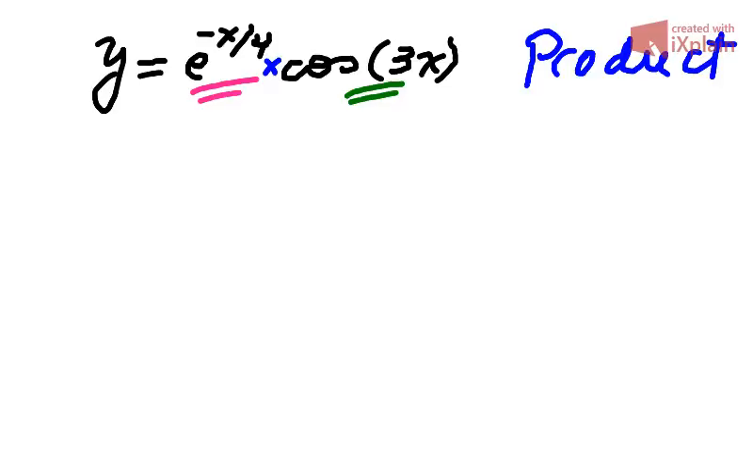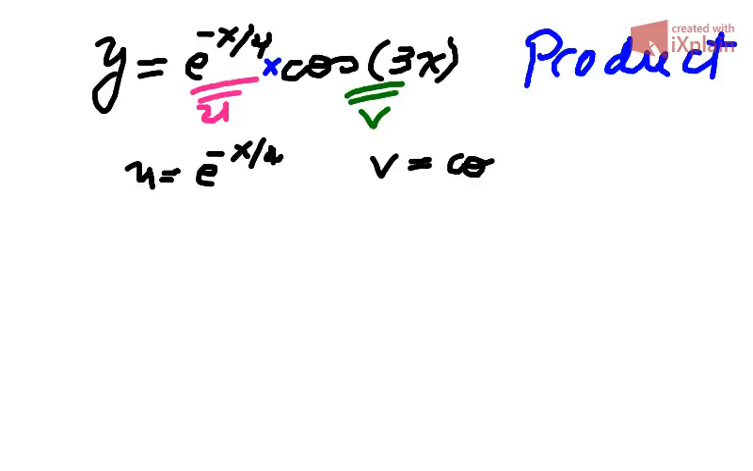So what do we do in a case like that? We call the first one u, it doesn't matter the order necessarily, and the second one v, but let's be organized. So if we write u equals e to the negative x over 4, and v equals cosine of 3x, then we differentiate each one separately.